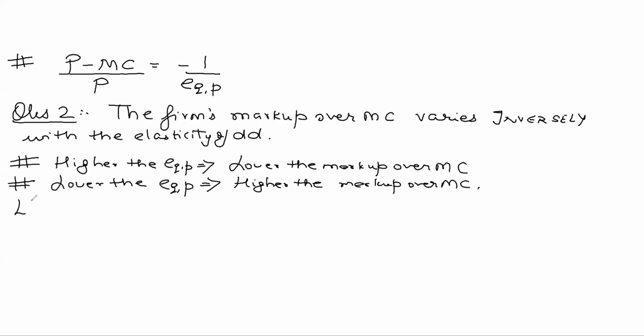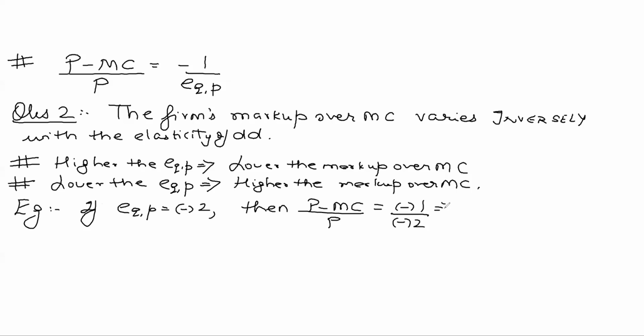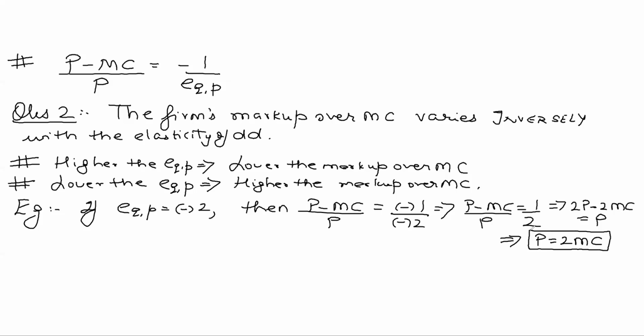To understand this, we can take an example. If my EQP is -2, then (P minus MC) by P is equal to -1 upon -2, which implies (P minus MC) by P is equal to half, which implies 2P minus 2MC is equal to P, which implies P is equal to 2 times the marginal cost. Price is double the marginal cost.